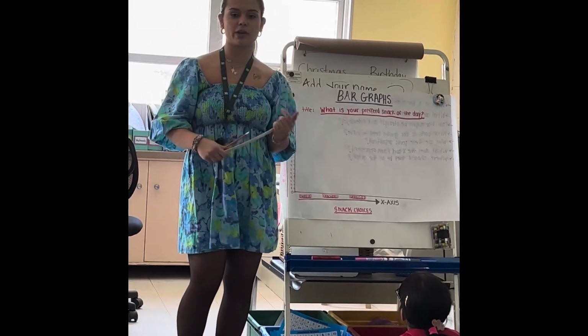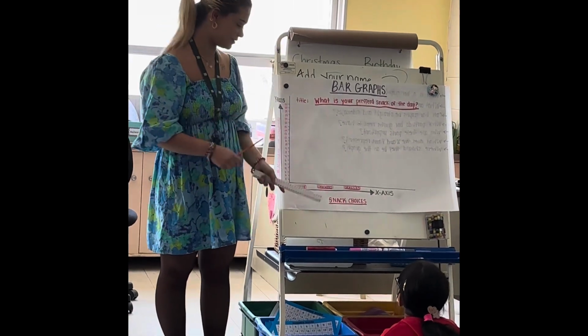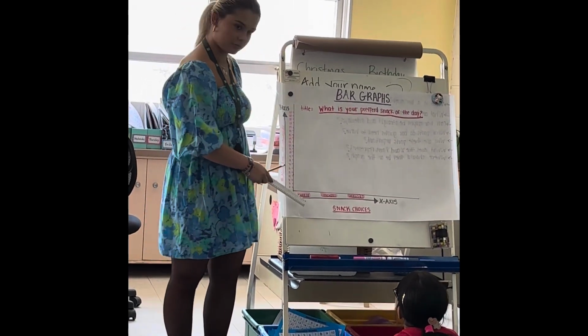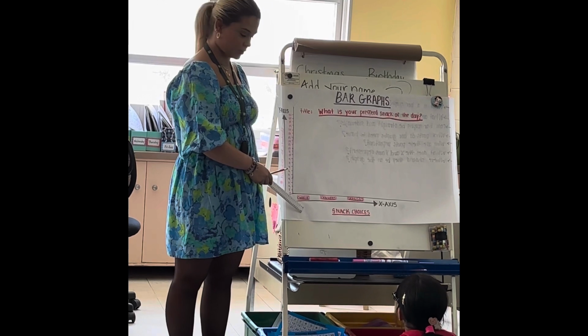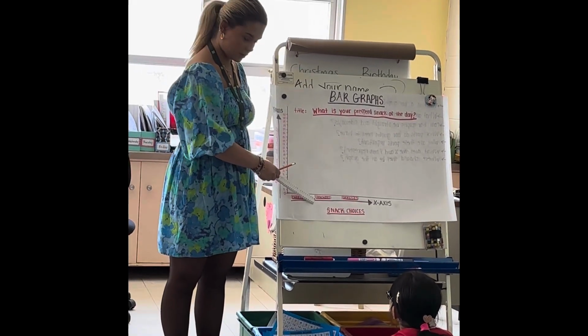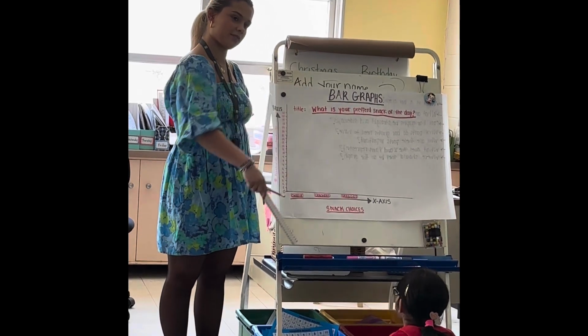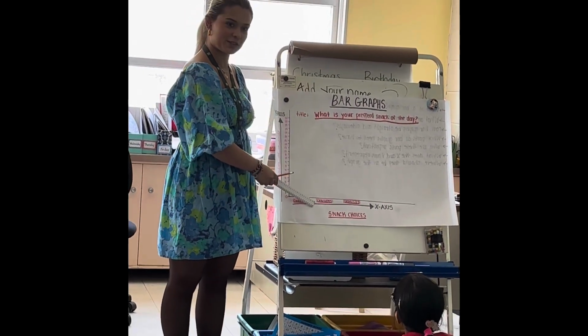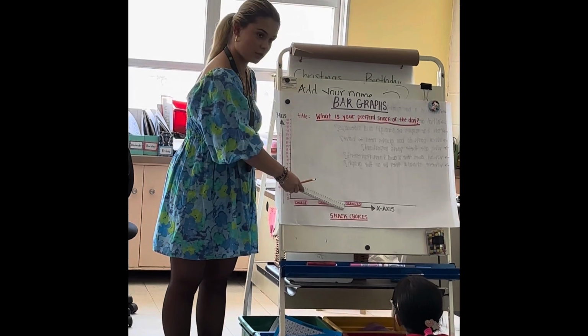Okay, so who can read me some of our choices? Elena. Cheese. Come closer if you can't see. Cupcakes, crackers, and oranges.